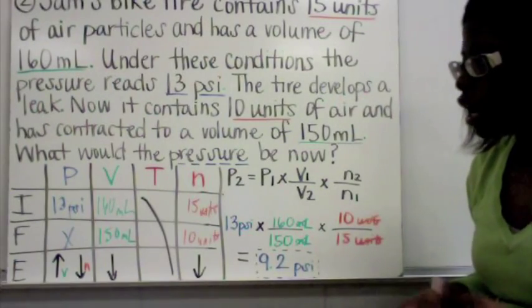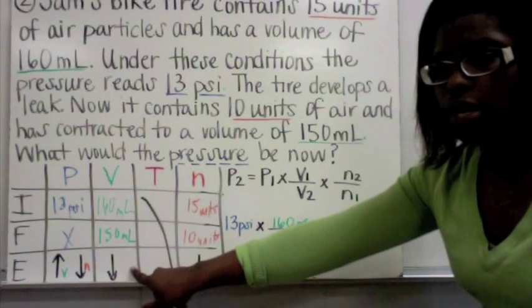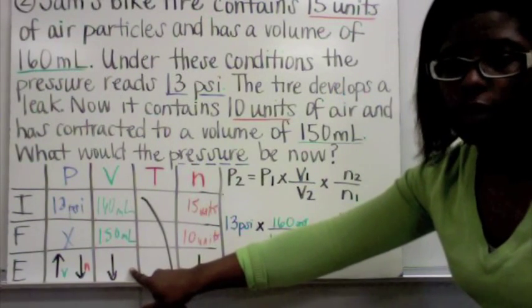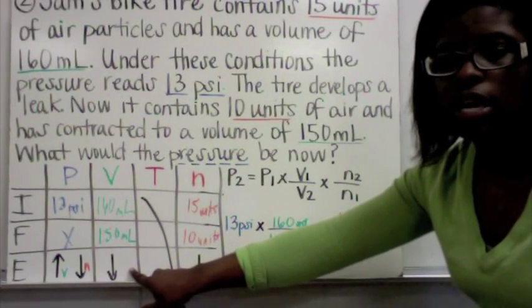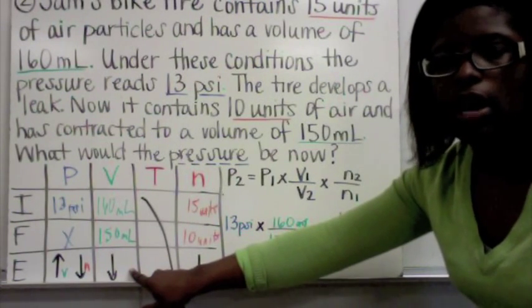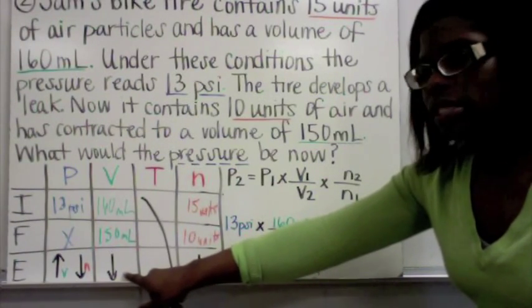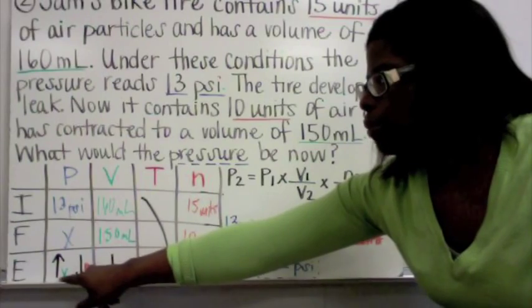So now we need to talk about the effects. We know that the relationship between volume and pressure is Boyle's law, and they should have an inversely proportional relationship. That means when one is going up, the other should be going down, or vice versa. If one's going down, the other should be going up. So now we know that volume is going down, so pressure should be going up.